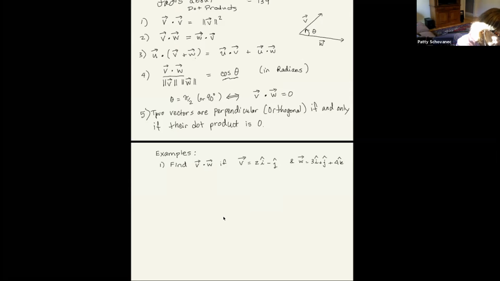I'm going to write it out with the sharp brackets. I'm going to write vector v as 2, minus 1, 0. And now vector w I'll put over here as 3, 1, 4. And now we multiply component-wise. 2 times 3 plus negative 1 times 1 plus 0 times 4. And so I get 6 minus 1 plus 0. I get the number 5. Easy enough?